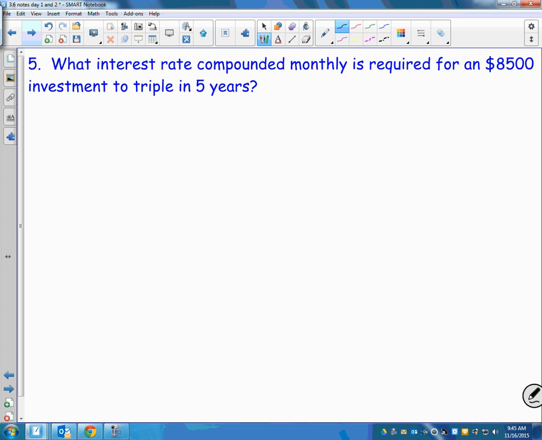So I like to give you questions about doubling your money and tripling your money. And people always think that there's not enough information, right? So if I give you this that says, what interest rate compounded monthly is required for an 8,500 investment to triple in 5 years. So same equation, right? So I'm going to be quiet for a minute. I'll write the equation up there. See what you can plug in.